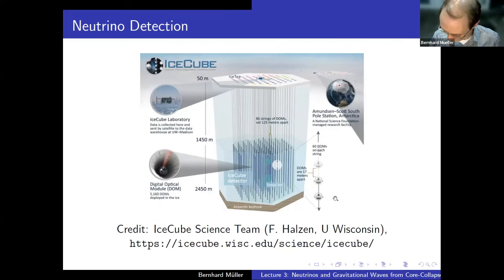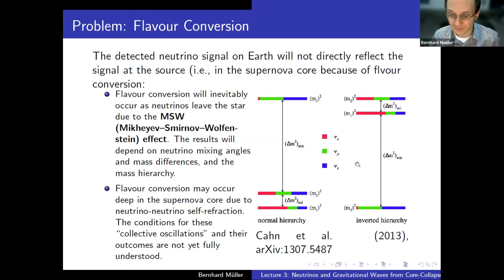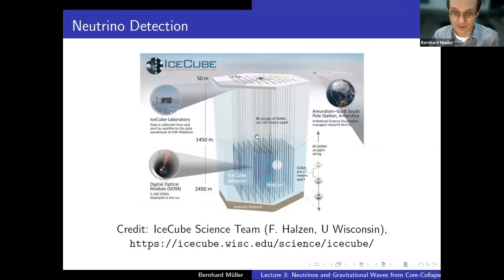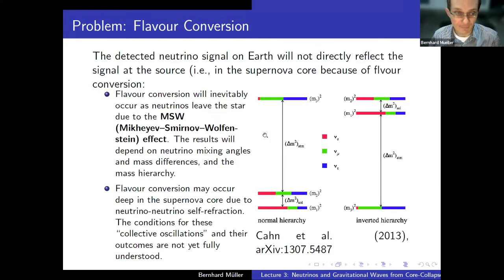Now, I probably have enough time to walk you through this complication of flavor conversion. This will be rather superficial because this is really a topic of its own. So I can only apprise you of the current situation and not discuss this in detail. One important issue when you detect neutrinos on Earth is that the neutrinos might not be in the same flavor state as they were when they were emitted. We know that neutrinos oscillate, and there are some flavor oscillation effects that we now understand quite well. Few parameters are still undetermined.